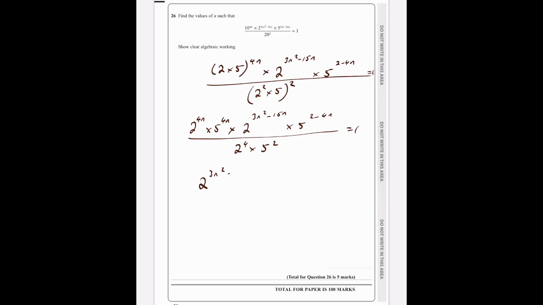We've got 2 to the 3n squared. Then we've got a minus 15n plus 4n gives me the minus 11n. And the 4 on the denominator becomes a minus 4 as the power. That's equal to 1. Anything to the power of 0 is 1. So therefore the power must be equal to 0. It gives me a quadratic in terms of n that I can factorize. And from the factorized version, I can calculate the 2 values of n as -1/3 and 4.